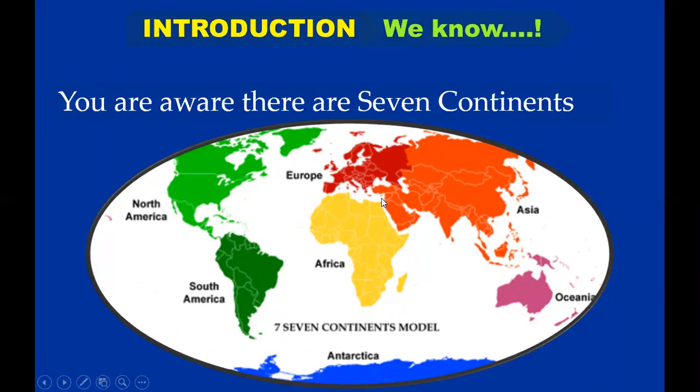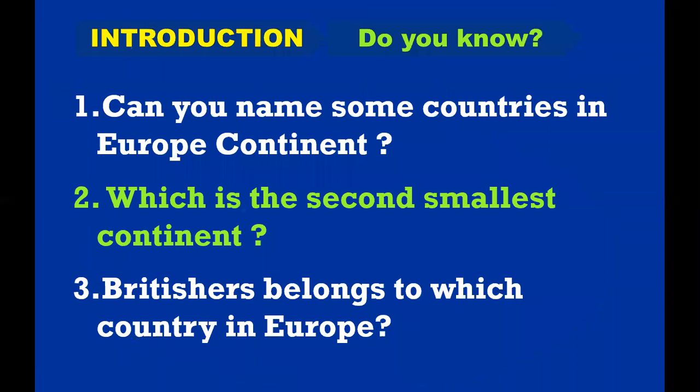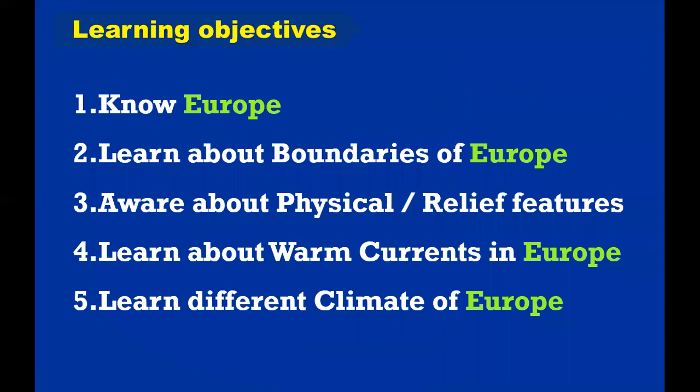And when it comes to oceans, in the north we have the Arctic Ocean, and in the west we have the Atlantic Ocean. So this is exactly Europe. Europe is near the North Pole and it is located in the northern hemisphere. Now in this lesson we will learn about Europe's location, the physical features and the climates.